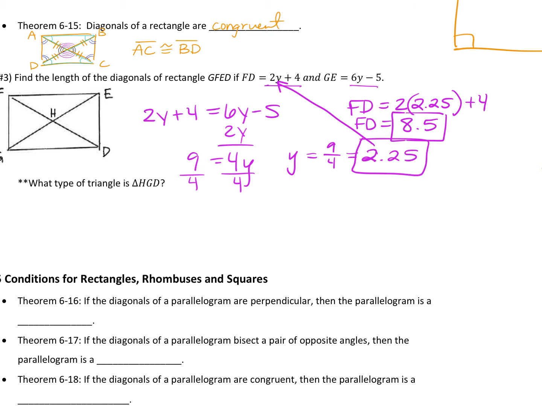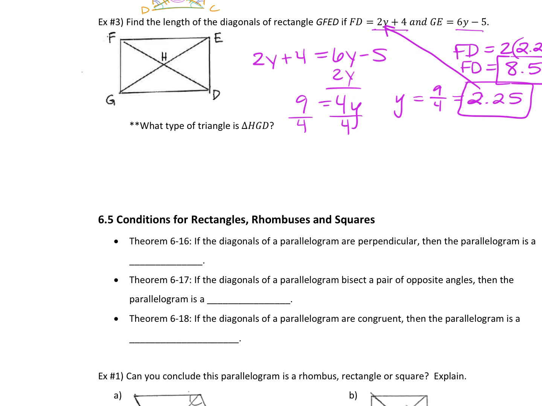Está bien? See? Okay, what type of triangle is triangle HGD? Isosceles. If the diagonals are congruent and bisected, those are the same. This is isosceles. Lots of properties, huh?